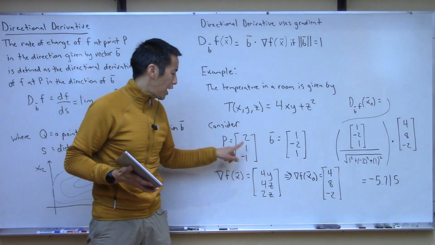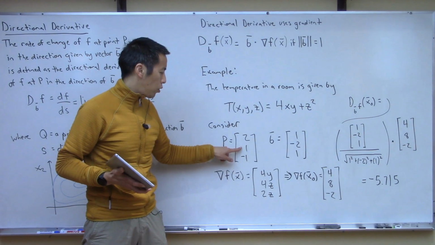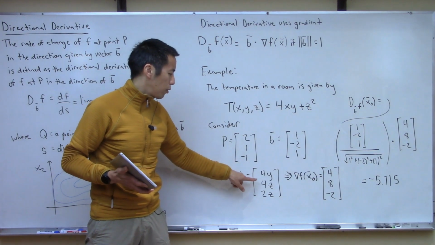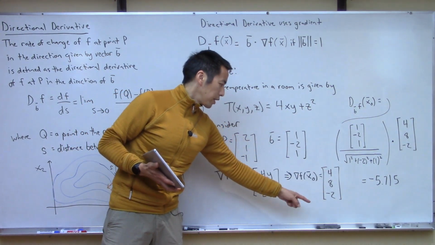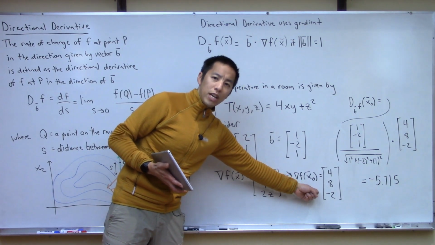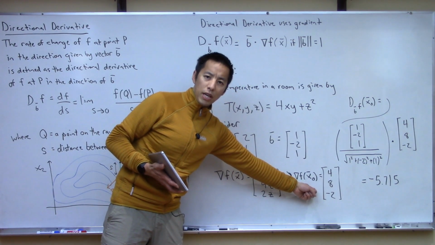So everywhere you see an x, plug in 2. Everywhere you see a y, plug in 1. Everywhere you see a z, plug in -1. If you do that, you get this vector right here. So this is the gradient vector at this point p, okay?